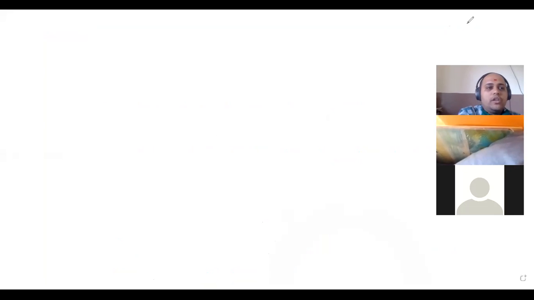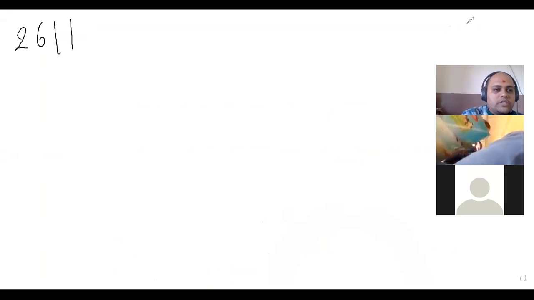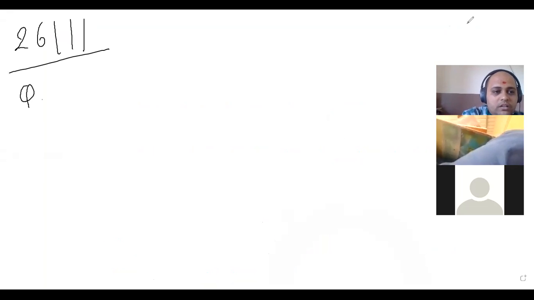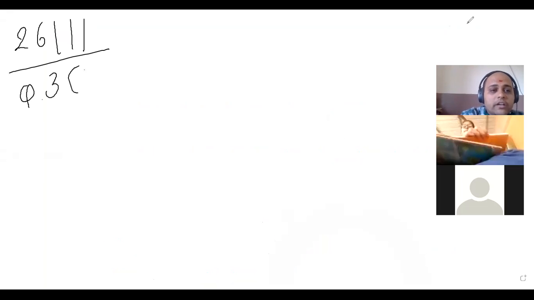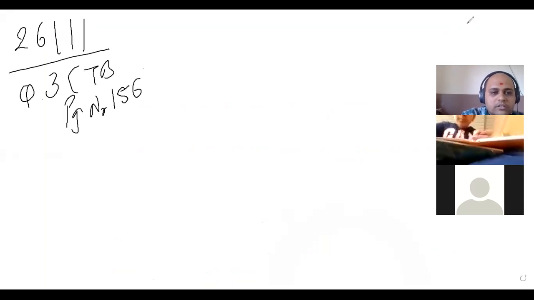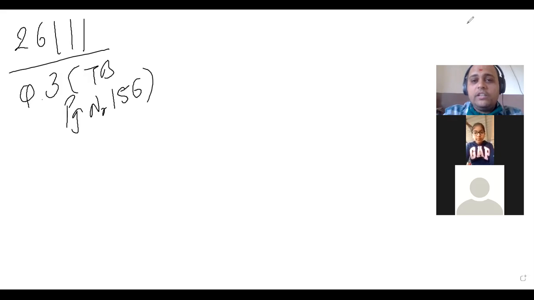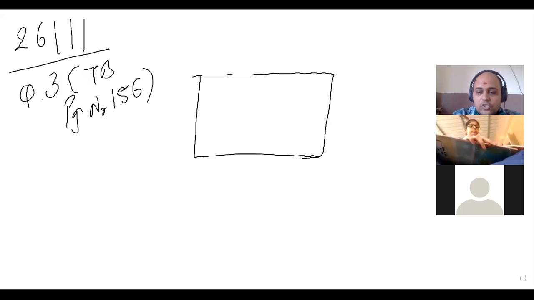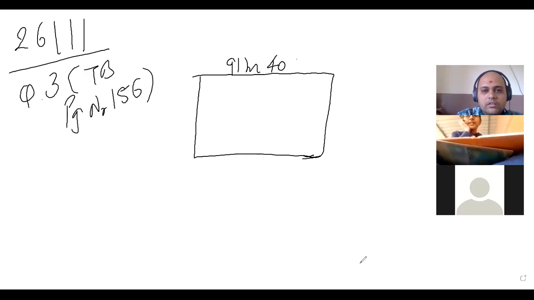So again, in your notebook also, first mention today's date, 26 November, and then question number 3, textbook page number 156. This is how you mention it in the notebook. Come on, everyone. And then you draw that there is a field, 91 meters 40 centimeters long, and the width is 55 meters.